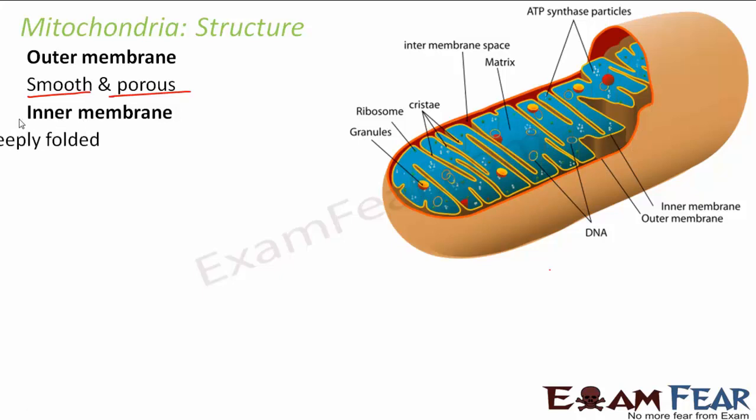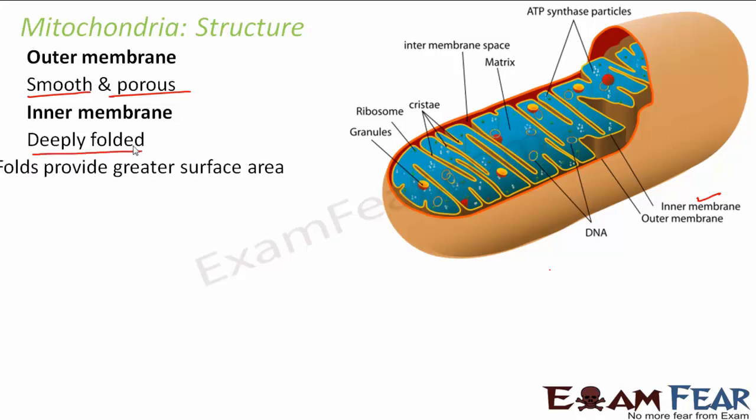Next we have another, inner membrane, which is deeply folded. If you look at this membrane, it is a folded structure. It is not smooth. It has curves and turns, right? So this is a deeply folded inner membrane. These folds provide greater surface area. Because of these folds, the structure has a greater surface area to generate ATP.